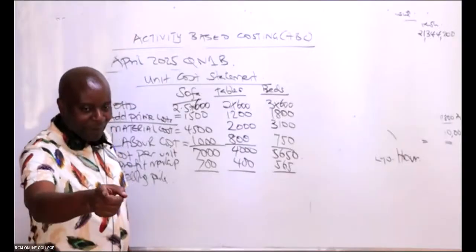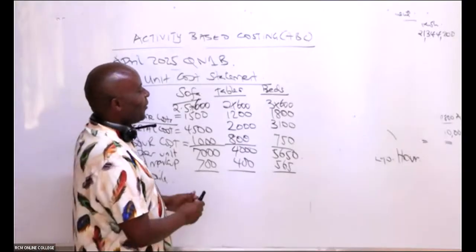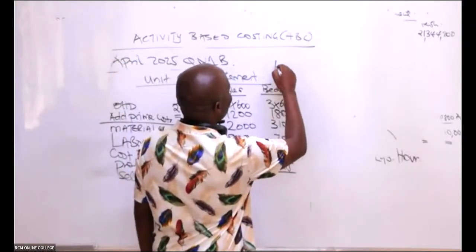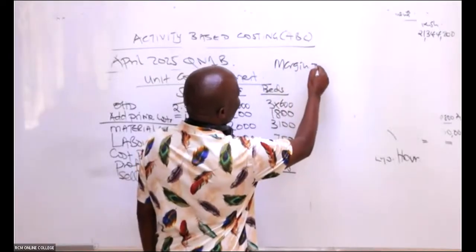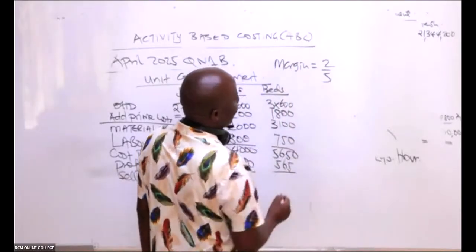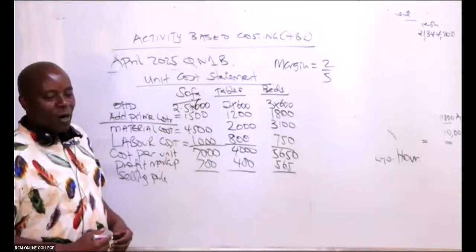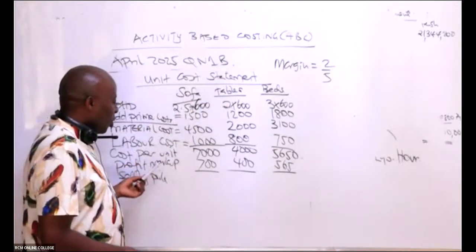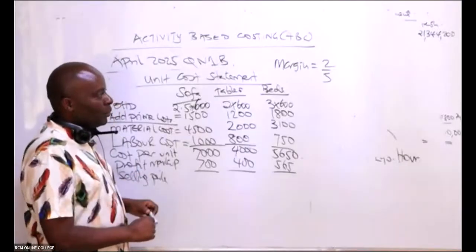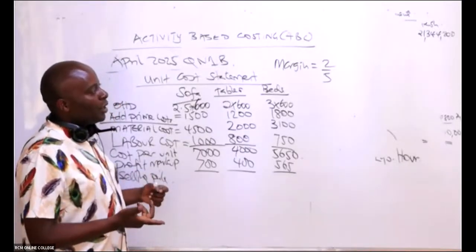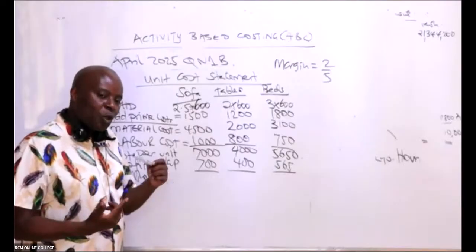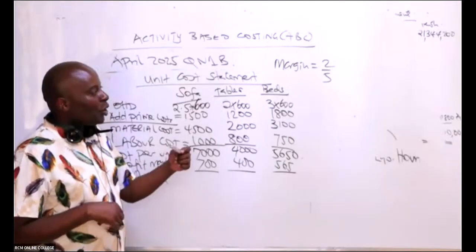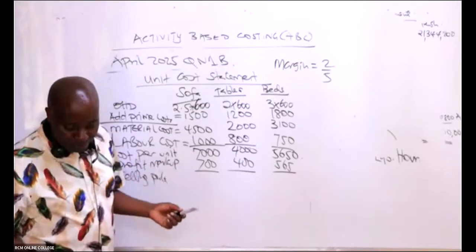When you become an examiner, you'll become a bad examiner. I've seen you. You'll become a very tough examiner. If he gives you margin, like 2 over what here, somebody? 2 over 5. And you want to use this margin on cost, it cannot be compatible. When you are given margin, you must always change margin to markup. You must know how to change margin to markup.